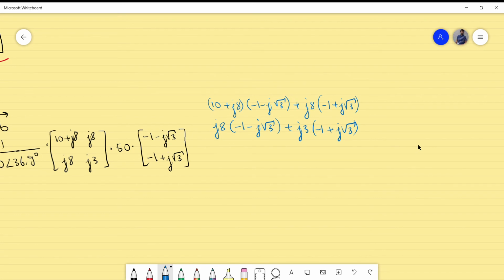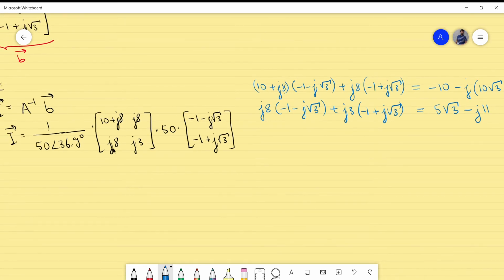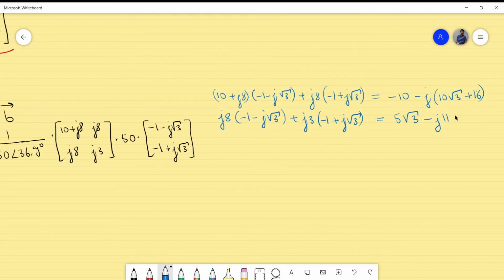We have to again calculate these two. You can do that actually by yourselves, it's pretty easy. So what we have is the following in total. I will just leave the results here, which is minus 10 minus j, and in parentheses I have 10 square root of 3 plus 16. That's for the first one. The second one will be 5 times the square root of 3 minus j11. And this will be placed in the new vector. So this matrix times this vector will produce a new vector with the first element here, the first row, and the second row will be this one.